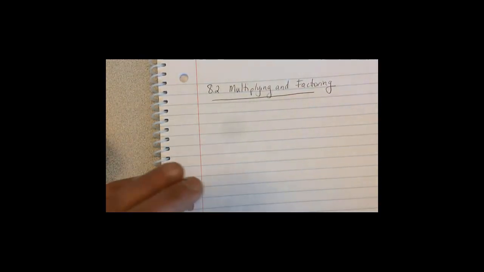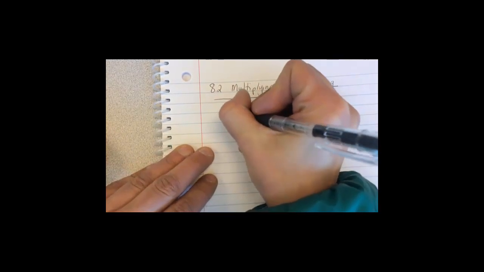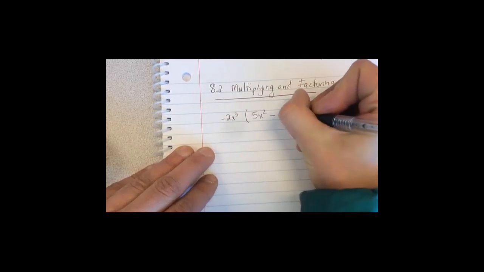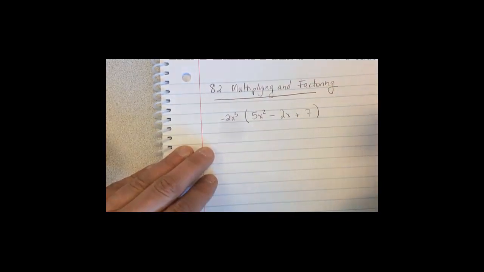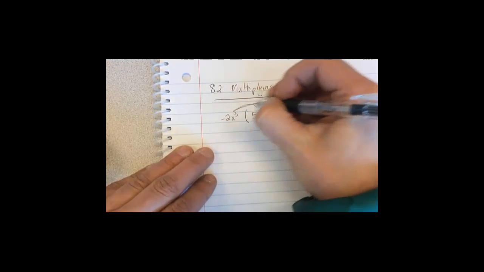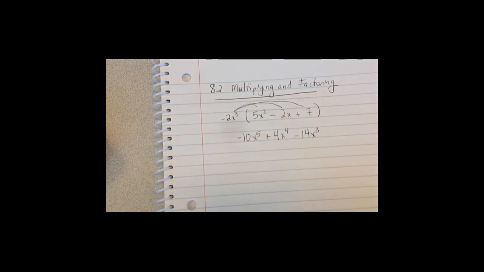So 8.2 starts with multiplying and factoring. When you multiply, we're first going to start with just a monomial, so something like, say, negative 2x cubed times 5x squared minus 2x plus 7. Now, this is just the distributive property, so you've got to remember your exponent rules when we do this. And I've written this in standard form with the highest degree term first, meaning the variable with the highest exponent, and then going down. Now, if there were any like terms, we'd combine them.